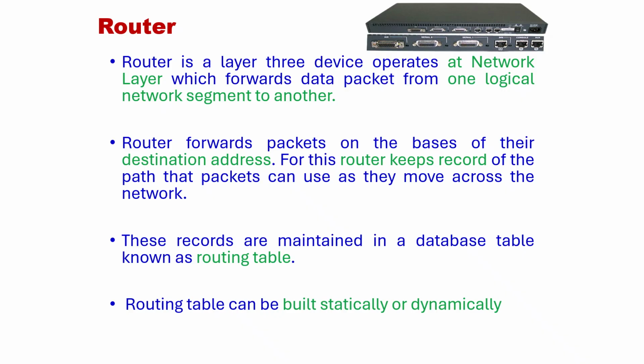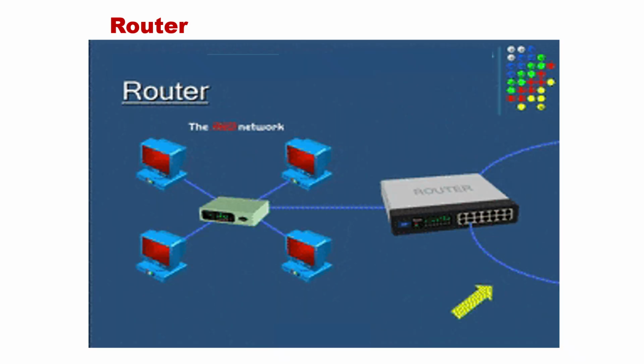A router is a layer 3 device that operates at the network layer, which forwards data packets from one logical network segment to another. A router forwards the packets on the basis of the destination address. For this, the router keeps a record of the paths that packets can use as they move across the network. These records are maintained in a database table known as the routing table. The routing table can be built either statically or dynamically.